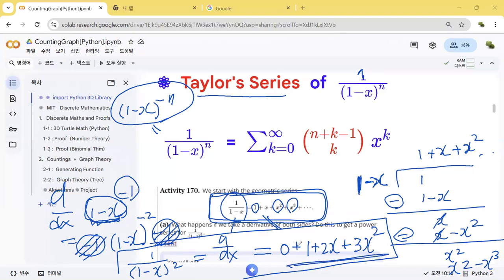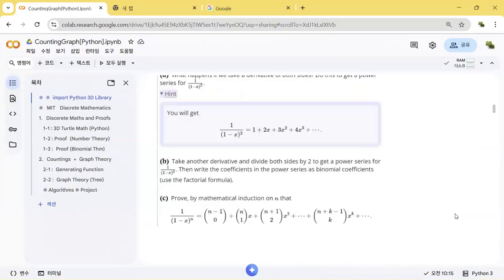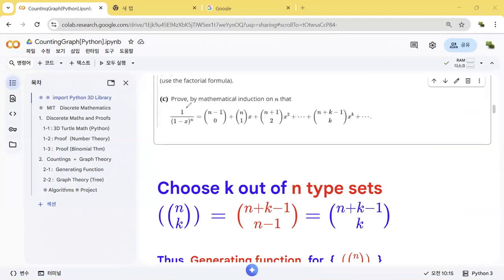And then repeating this kind of left hand side differentiation and right hand side differentiation, you can get the same result. So I just wanted to skip this one, but I just wanted to give you the main ideas from this kind of geometric series. And by taking the derivative repeatedly, one by one, and then using binomial theorem, you can get this kind of thing. Okay, so this one can be rewritten.